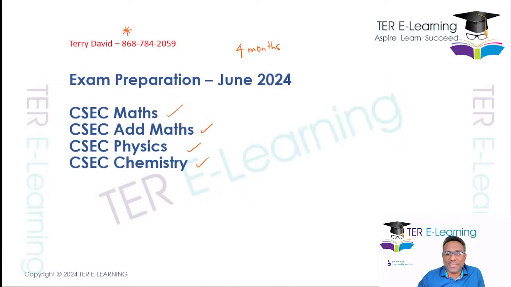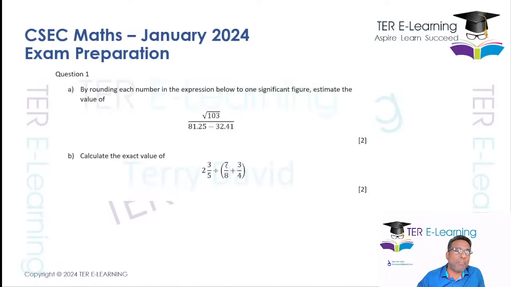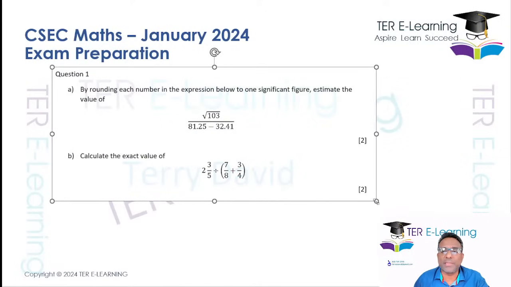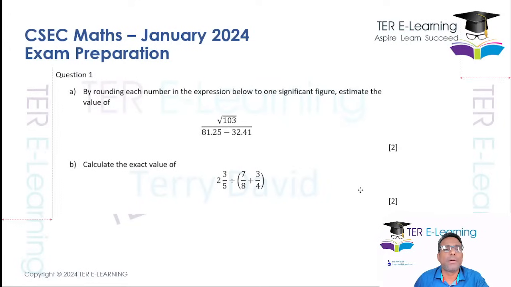So let's get started. I have a sample paper here, from my own sample. Let's make this a little bigger. So we have a question here. Question one, like I said last night, is usually about decimals, fractions, and consumer arithmetic.